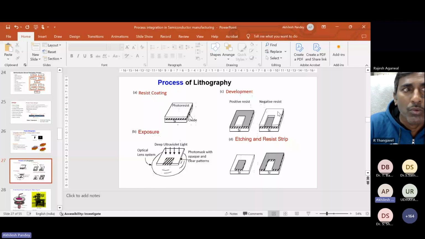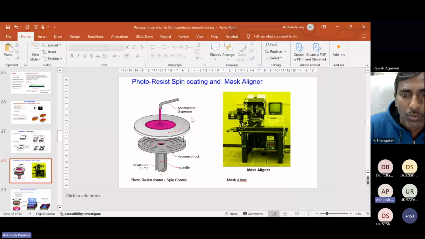Now for photoresist coating, basically a spin coater is used, in which the resist material has to be dispensed. Then the sample is kept and spun, coating the photoresist. After that, using the mask aligner, the mask has to be aligned at a particular place. While fabricating the photo mask, some alignment mark will be there for one step, and another step should also use an alignment mark. Using this mask aligner, the mask has to be aligned.